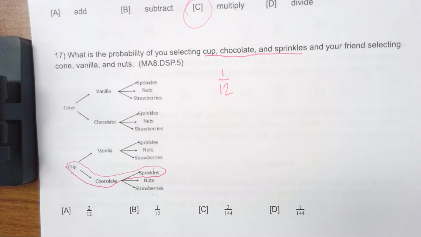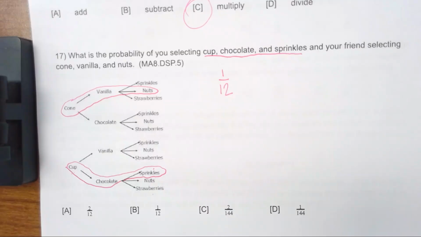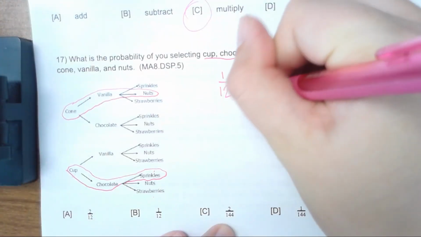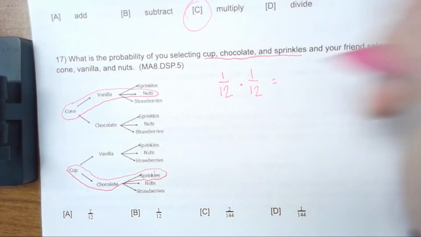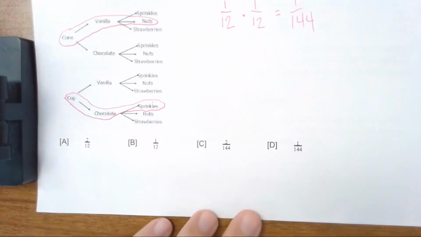Then your friend wants to select the cone, vanilla, and nuts. Again, there's only one option that has the cone, vanilla, and nuts in it. So once again, that probability is also 1 out of 12. All that you need to do is multiply those together and you get 1 out of 144. So that is D.